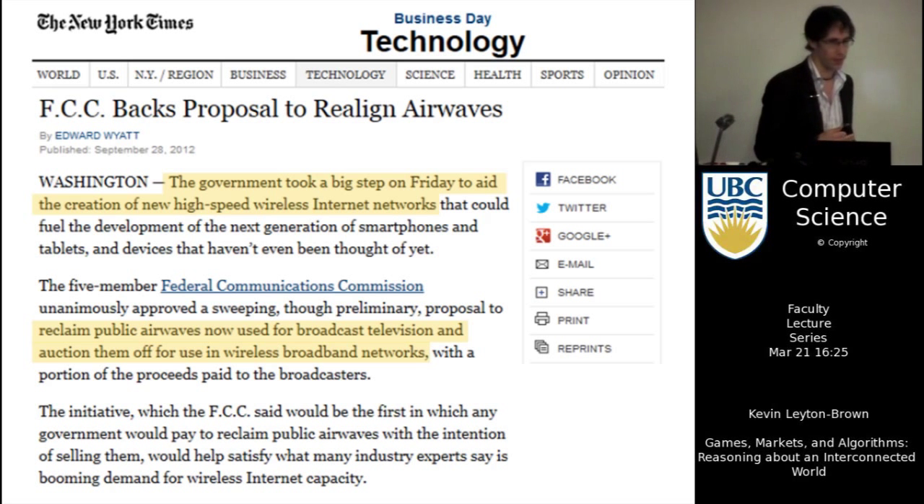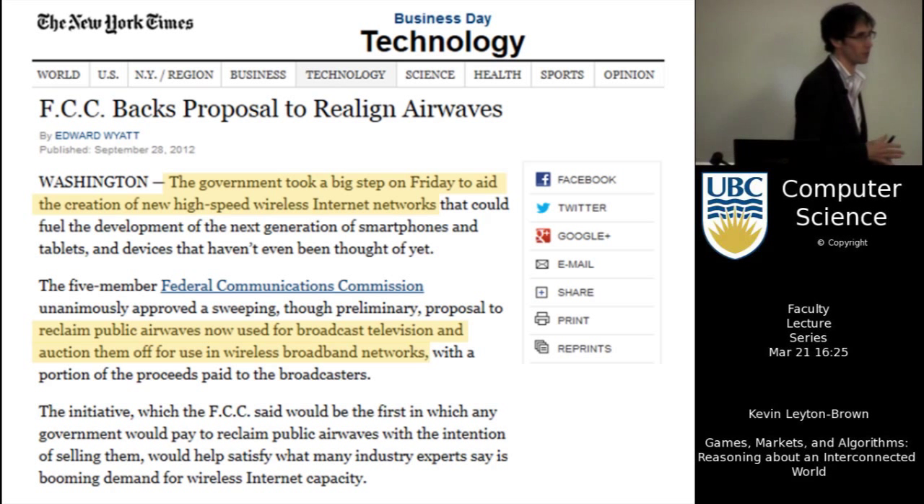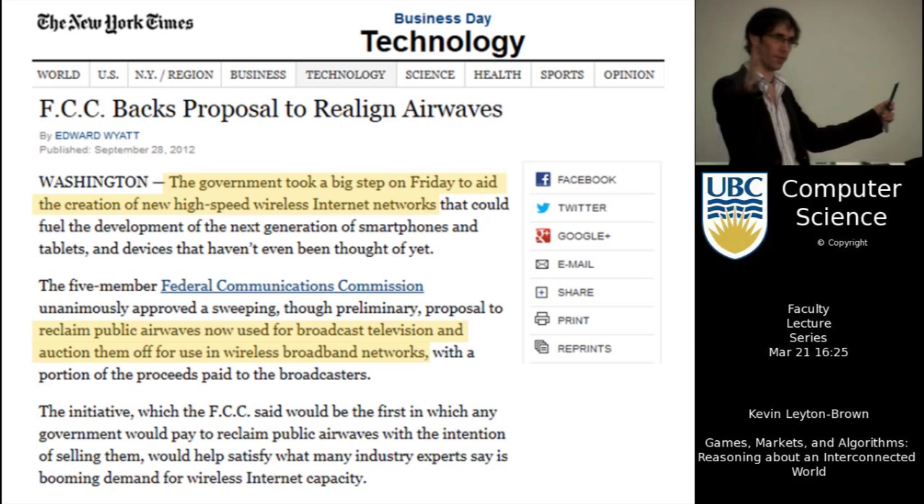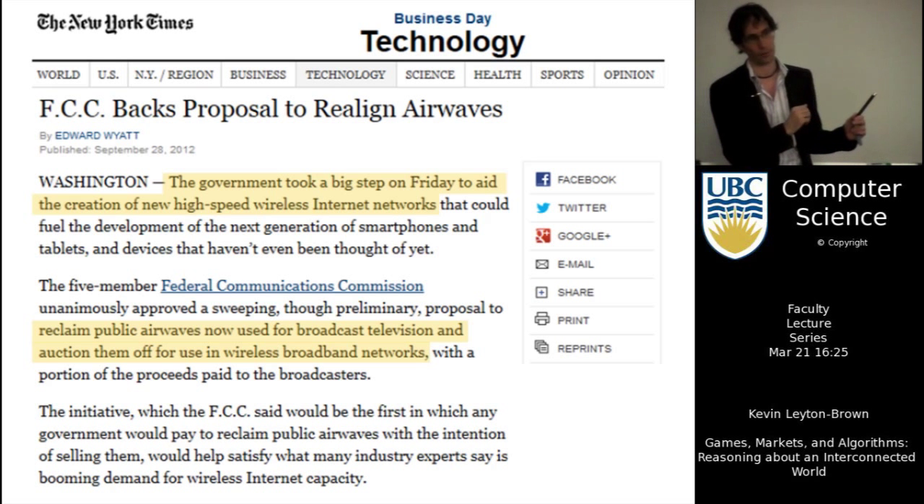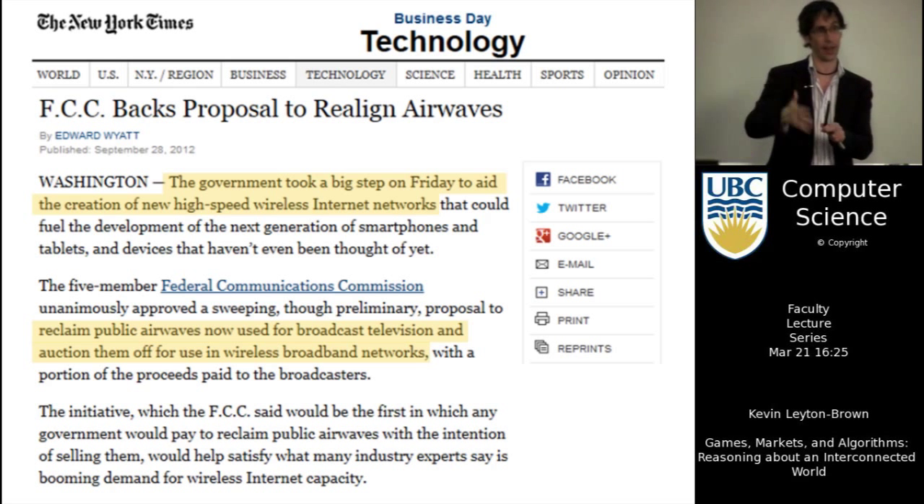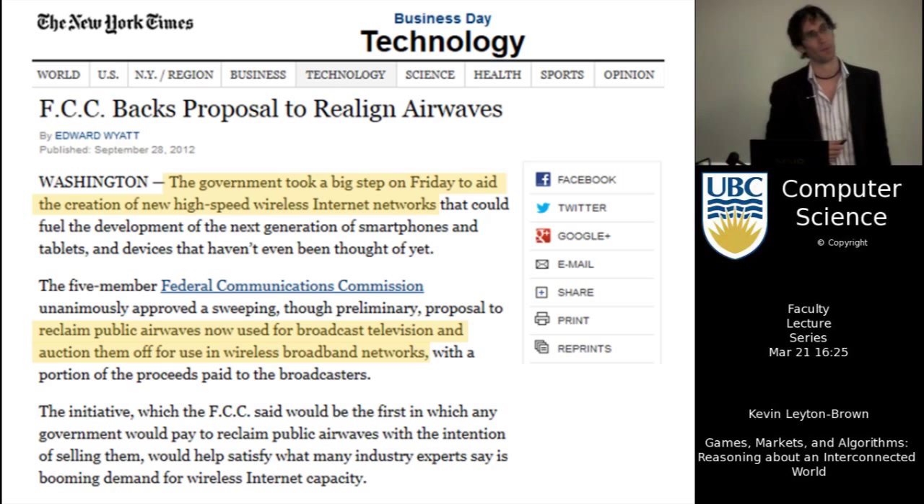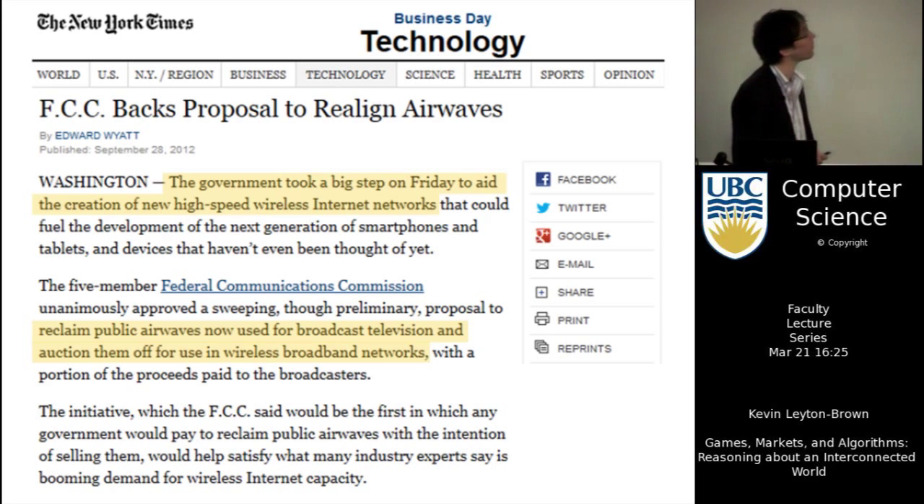The way they want to do this is take broadcast television stations and have them sell their rights to broadcast, go off the air, because most people get their TV from cable, and then repack all of the spectrum into a smaller amount of spectrum, and then take what they've cleared and sell it to cell phone companies so that there can be more spectrum available for things like your iPhone.